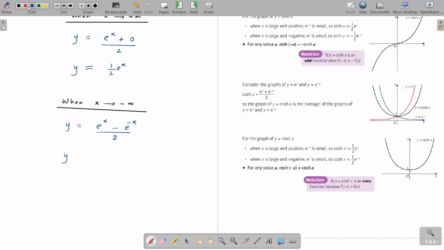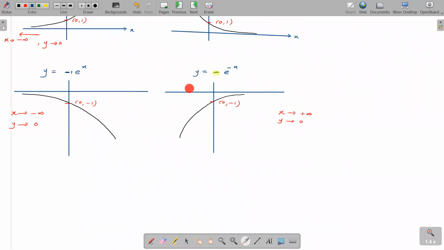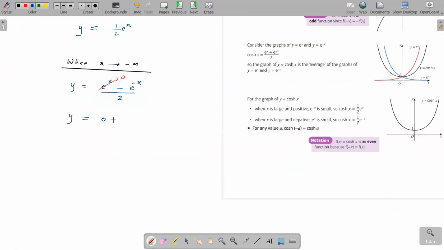So this gets closer to 0. You have 0 here. And what about the other one? Negative e to the power negative x. As x reaches negative infinity, this graph gives a large negative figure. As x gets closer to negative infinity, this value gets infinitely large, so it cannot be ignored. So you have a negative value, minus e to the power minus x, whole thing divided by 2. So you get an approximate answer: minus half e to the power minus x.